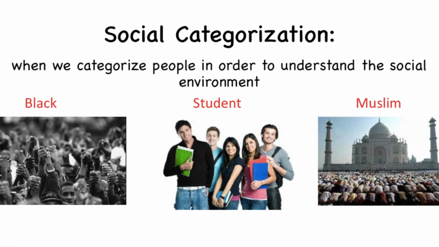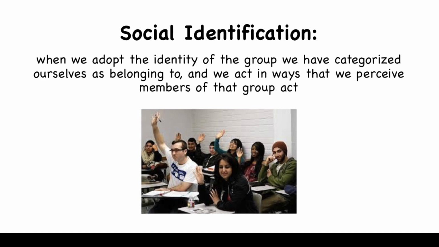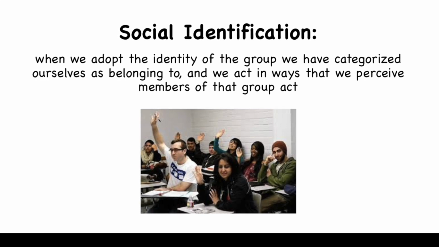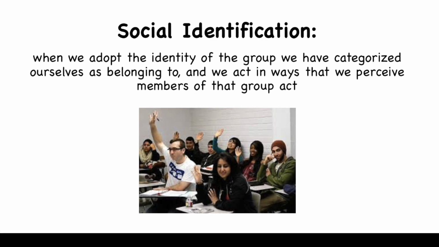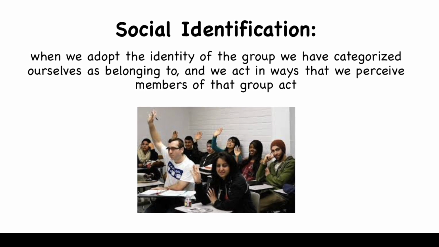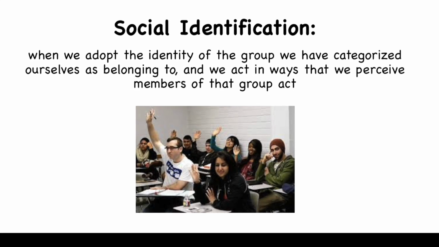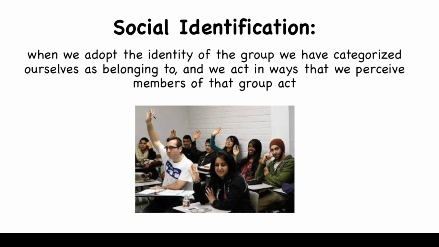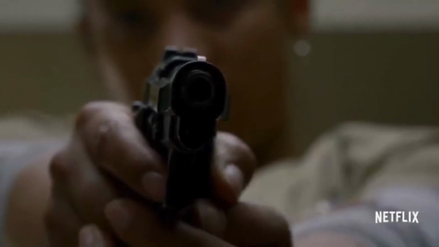social identification. Social identification is when we adopt the identity of the group we have categorized ourselves as belonging to, and we act in ways that we perceive members of that group to act. For example, if you identify as a college student, you will most likely behave within the norms of that group. As a consequence of your identification with that group, you will develop an emotional identification and your self-esteem will be dependent on it. Let's take a look at this clip for an example of social identification.